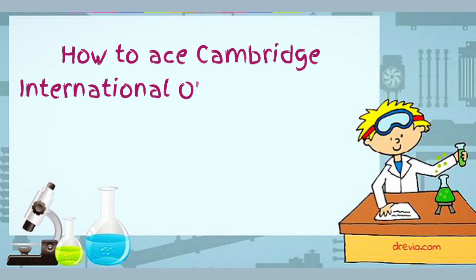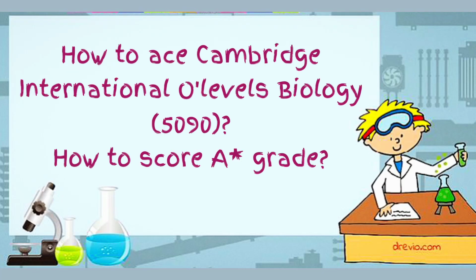How to ace Cambridge International O Levels Biology 5090. How to score an A star grade. This is what we are going to understand in this video. It is not complicated to ace an A star grade in biology if you are in medical. But if you are in engineering or business, you must focus on some biological methods and theories.